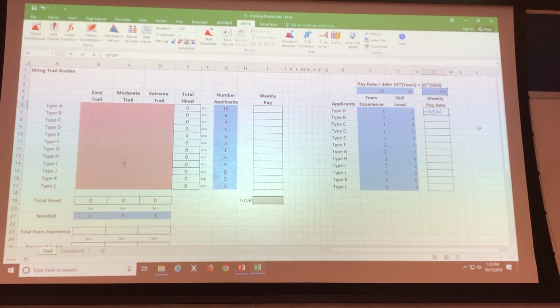So there's the base plus $15 times years of experience. S3 times S6, the S3 will be the one that's absolute, plus the $25 times the skill level. So the formula is V3 plus S3 times S6 plus T3 times T6. And anything that's on row 3 at a minimum has to have a dollar sign in front of the 3. If you have it on both, it's fine. And then the things on row 6 don't.